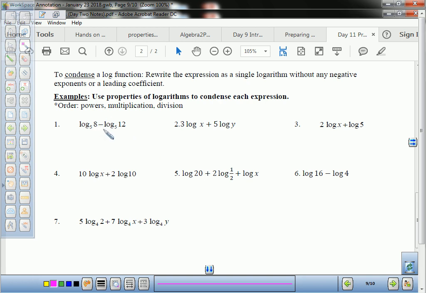What would subtraction turn into if we were going to condense it? Division. So it would become log base 5 of 8 over 12. Now, does 8/12 simplify? Yes. And so since it does, we should. So after we condense, if what we have simplifies, we should do that. So it simplifies to 2/3. Even though these look very different, log base 5 of 8 minus log base 5 of 12 is equivalent to log base 5 of 2/3.